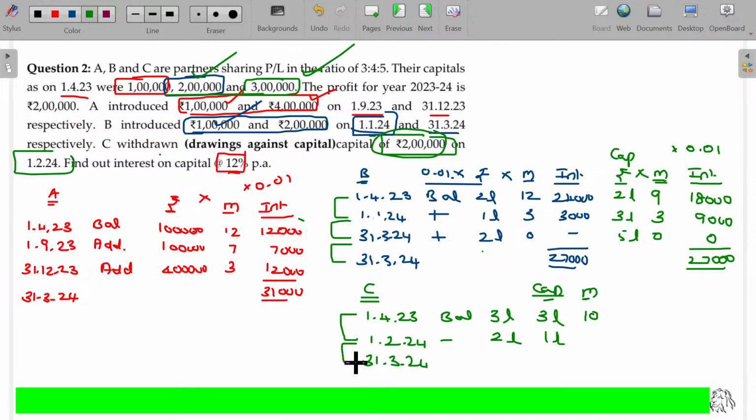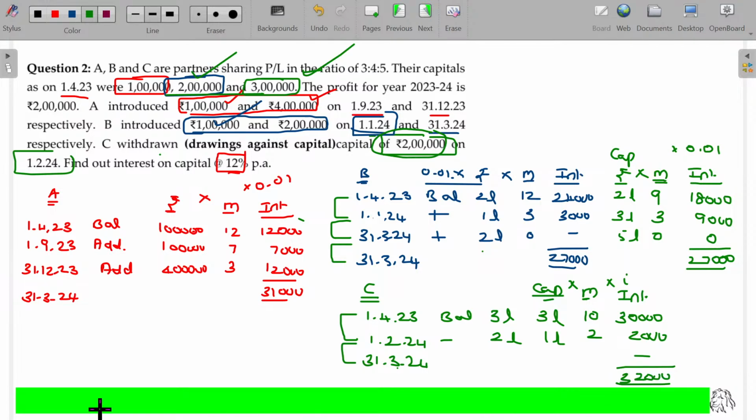Thereafter his capital decreased to 1 lakh for how many months? 2nd month and 3rd month, only for 2 months. Now find out the interest here. Multiply these two along with the interest rate. I think it is 30,000 rupees. For 1 lakh, 1% interest, 1,000 for 2 months, 2,000 rupees. Then overall interest payable to C in this case being 32,000.